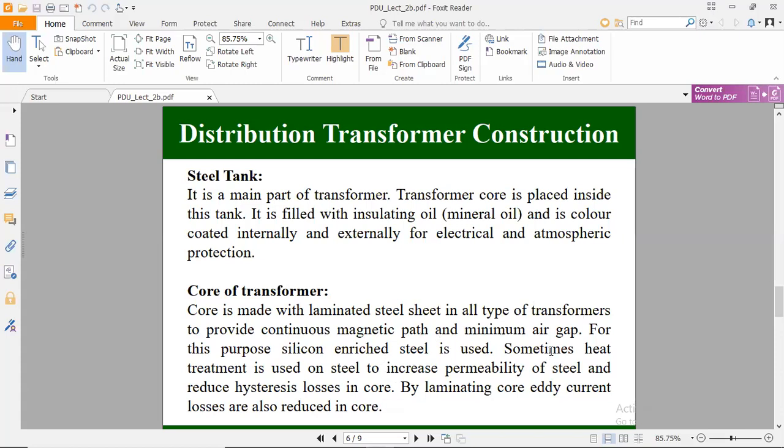Magnetic path and minimum air gap in the core of transformer. For this, a type of silicon enriched steel is used, by which the core is made. Sometimes heat treatment is used on steel to increase permeability of steel and reduce hysteresis losses in the core. While laminating the core, eddy current losses and other losses reduce in the core, because these are the limiting factors of a laminated strip based core.